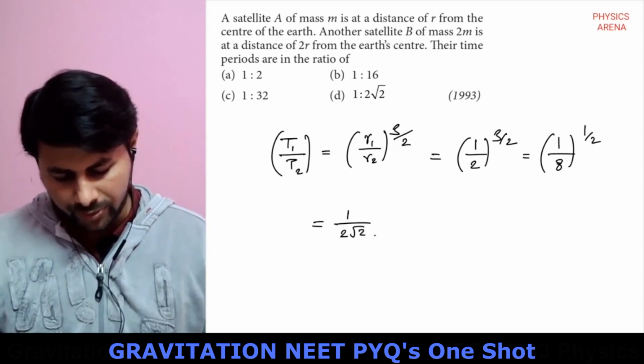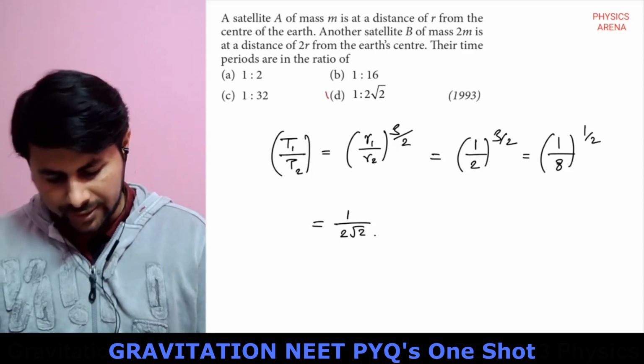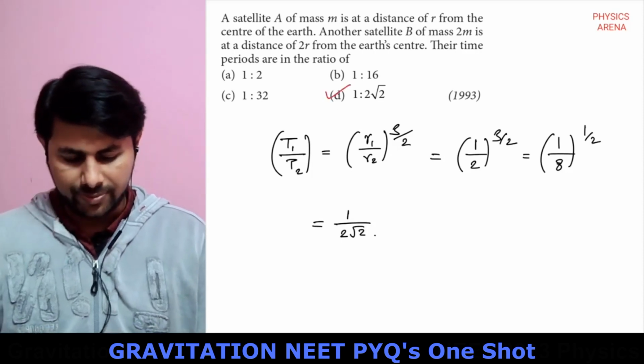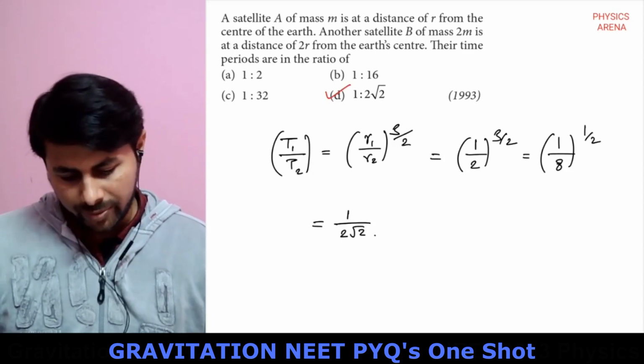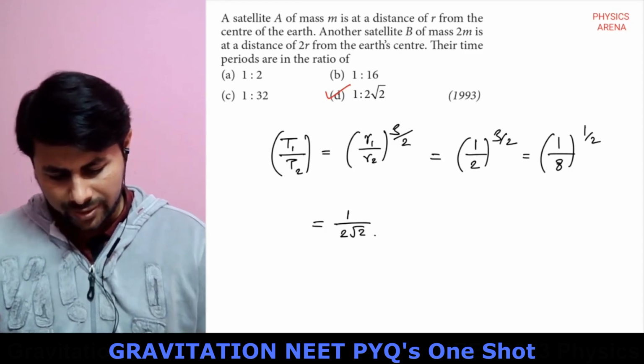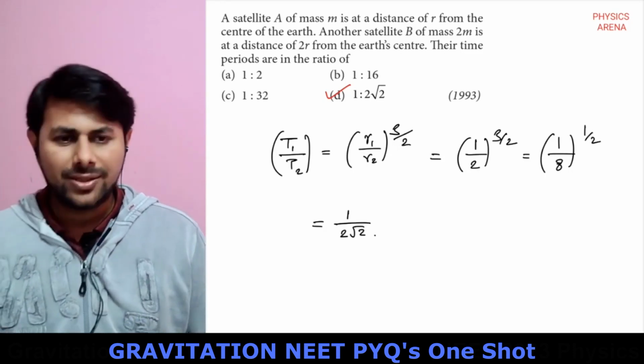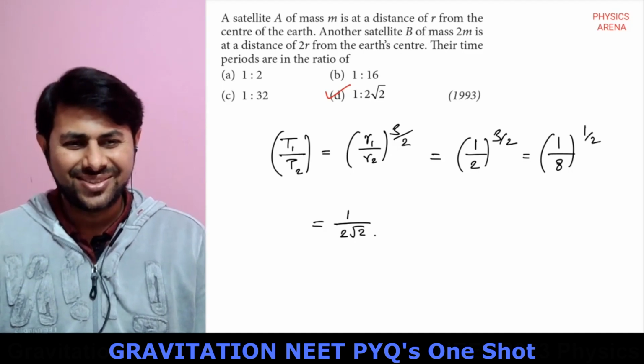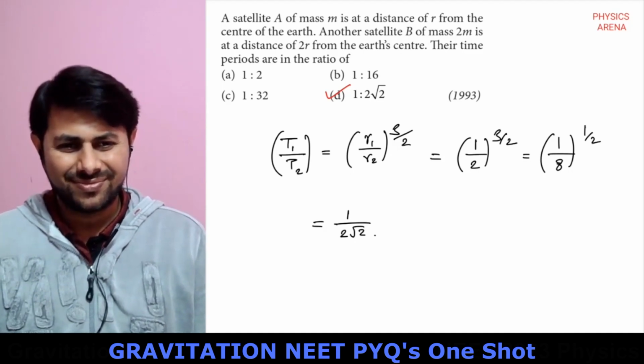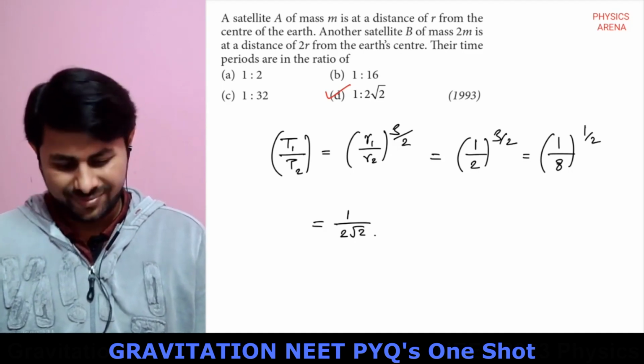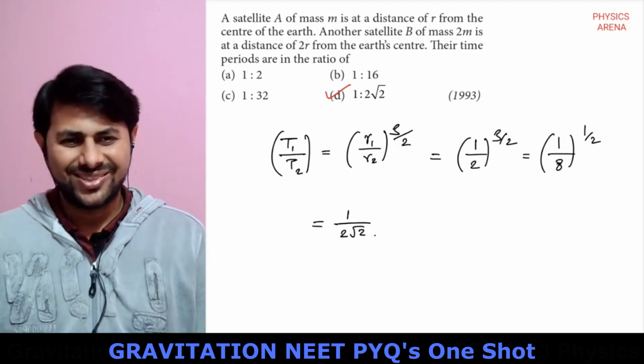Okay, so it is 1 upon 2 root 2. So option D is the answer. Very simple. What about the mass? It doesn't depend on mass, right? Mass is there to confuse you.